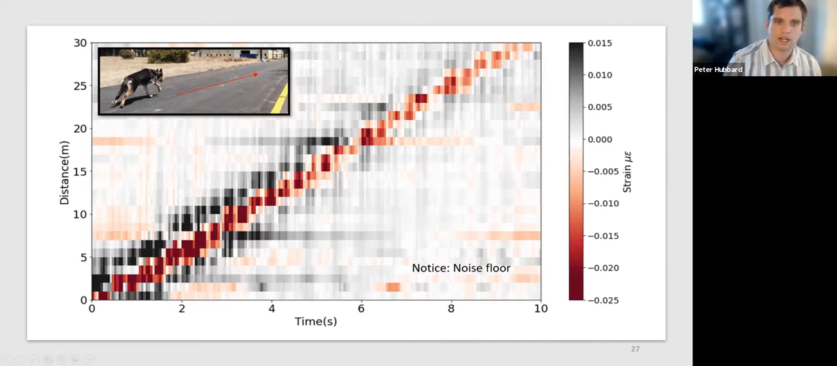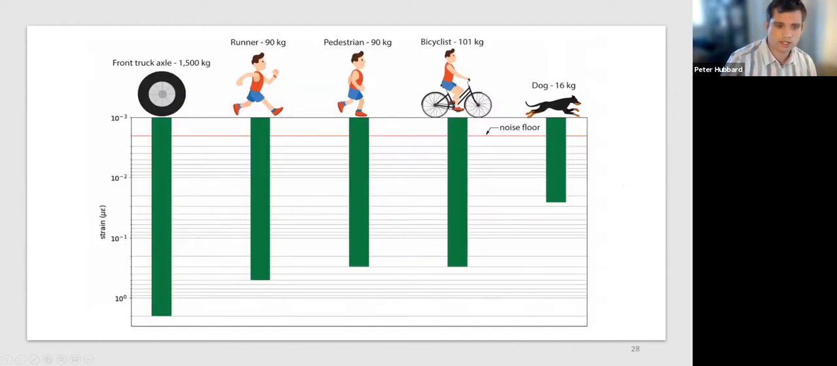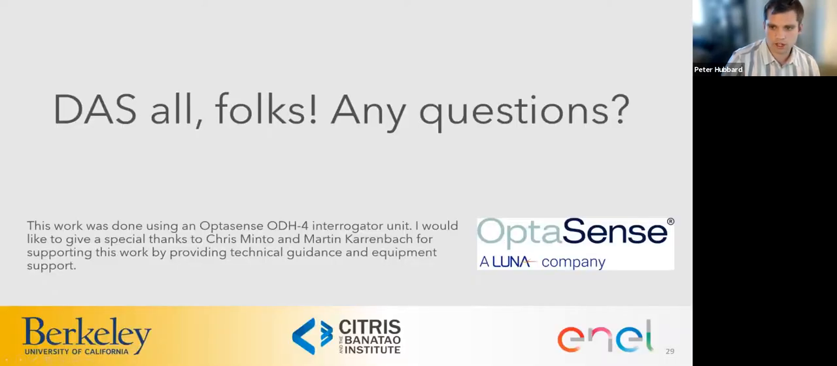We can still see a dog running, not even on the cable. It was very hard to keep her on the cable location. She's more in the middle of the road, but we can still see location. Here is the distribution of different strains on a log plot. Here's what we think the noise floor is based on some observations we made of the time series data. And we're not even coming close yet. So I went a little bit over, but that's all, folks.